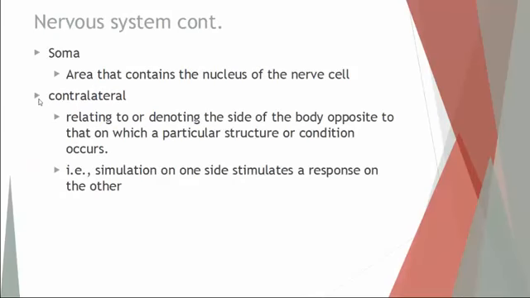Alright, next part listed here is the soma. Soma is a Greek word that means body. So the soma of a neuron is just the cell body, where you find the nucleus, where you find the ribosomes, where you find the endoplasmic reticulum. The cell body of the neuron is called the soma.